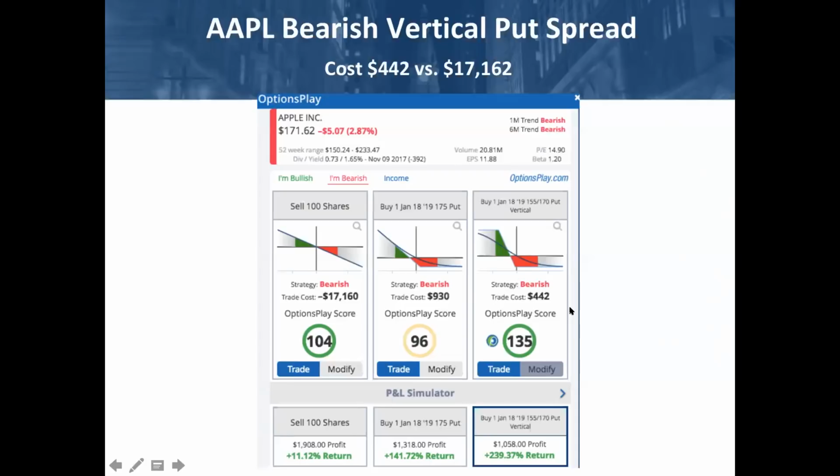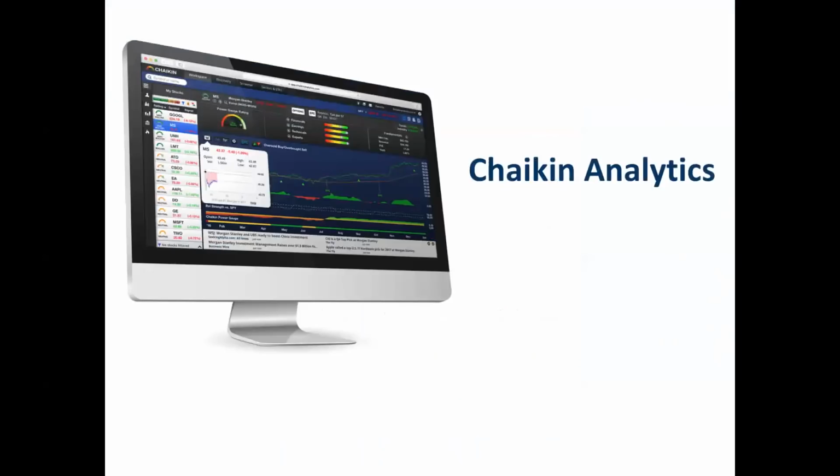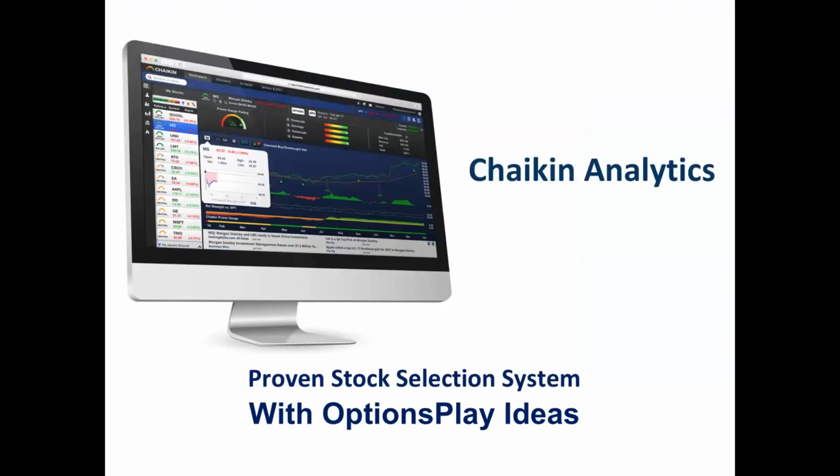Very disciplined way to look at options opportunities, combining fundamentals and technicals. Most of the time here, looking at bearish fundamentals and looking at a very, very attractive risk-reward ratio on a bearish strategy. So everything we've been looking at is part of Chaikin Analytics. It's a proven stock selection system with options play ideas and daily email alerts.